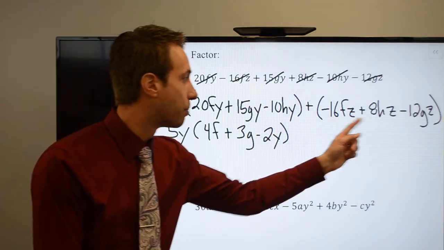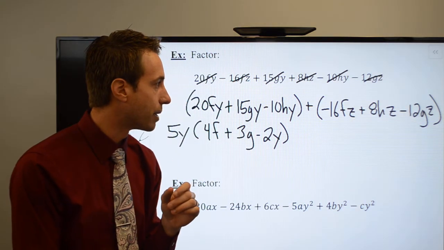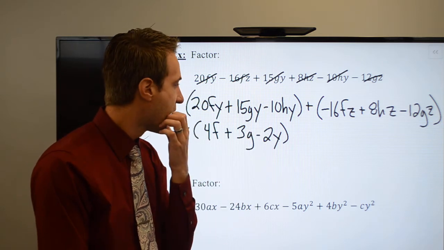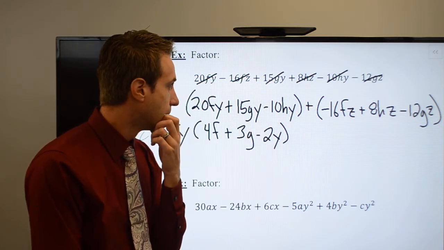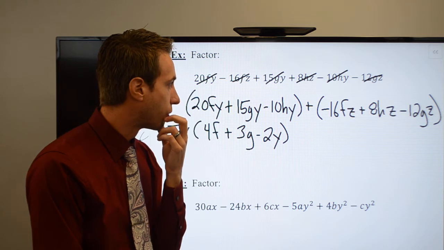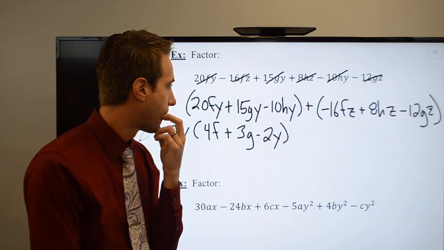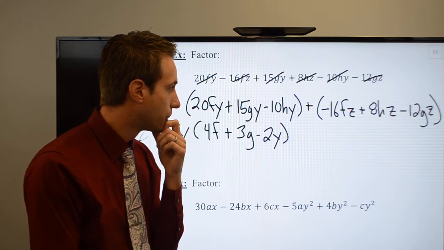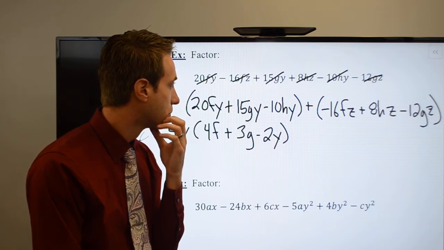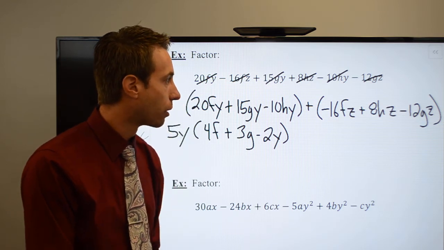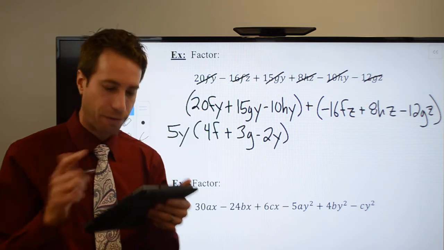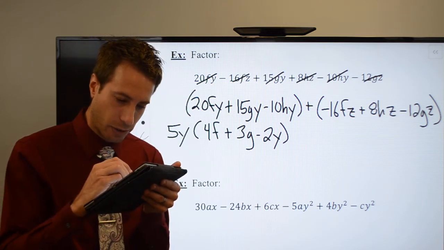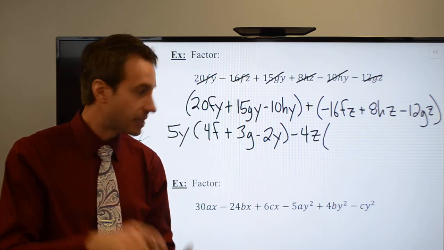Okay, and then the next one. Well, obviously I can pull a z out of everybody. That's why I grouped them together. But a negative 16, an 8, and a minus 12. Let's pull out a 4, right? Let's pull out a negative 4. So I'm going to pull a negative 4 out of all of those. Minus 4z. And let's see what that gets me.